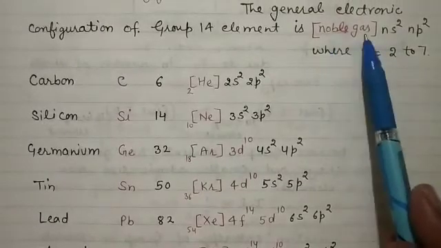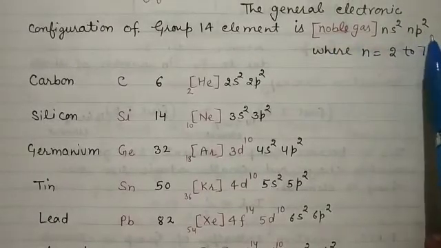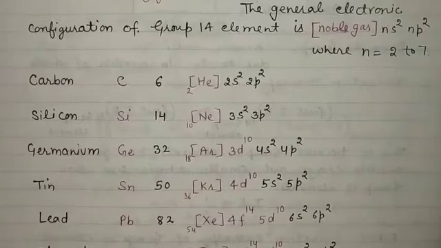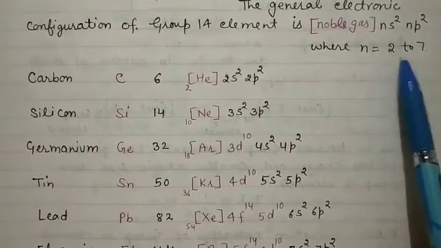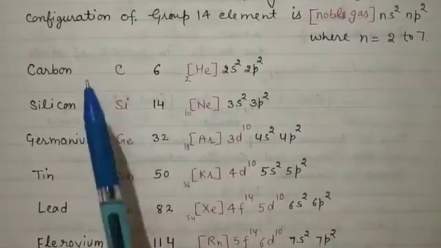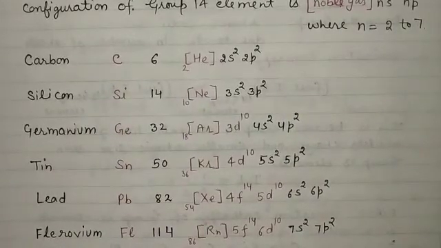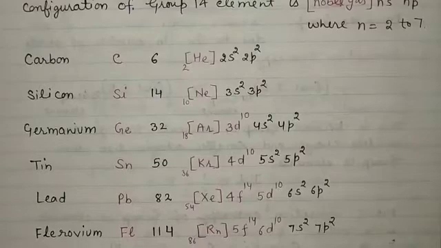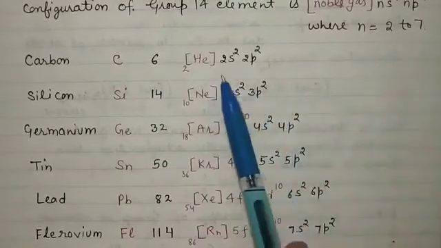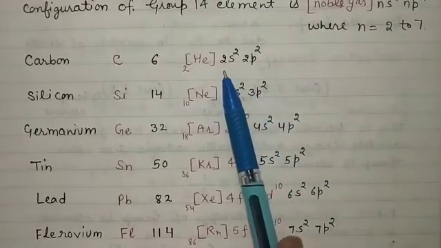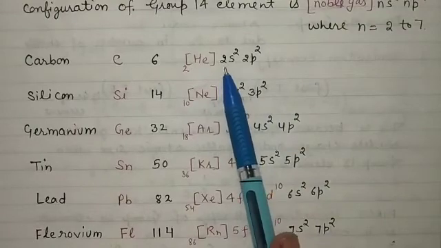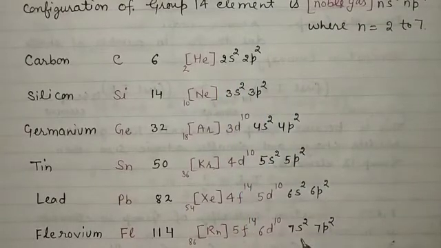Here you can see the general electronic configuration is noble gas ns2 np2. So the value of n is from 2 to 7. You can see from carbon to flerovium the principal quantum number n is 2 to 7. So this you have to keep in your mind.